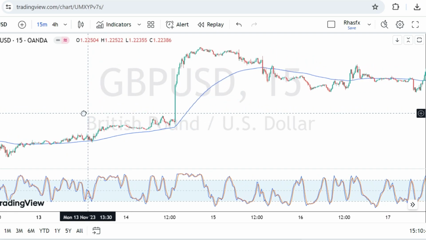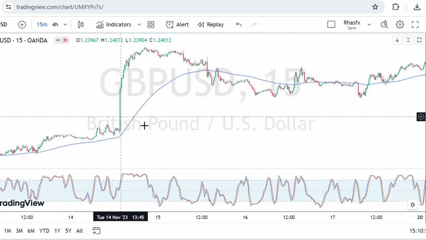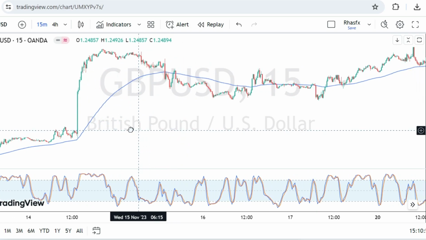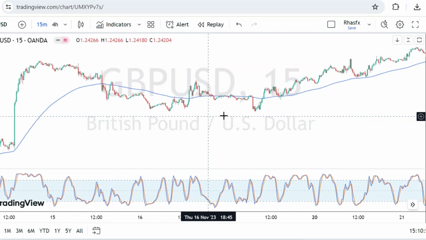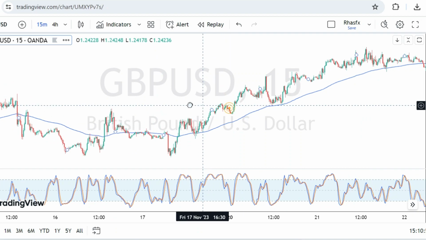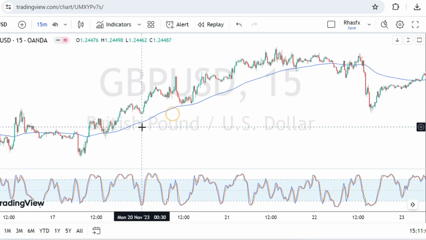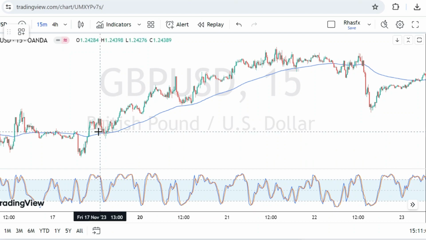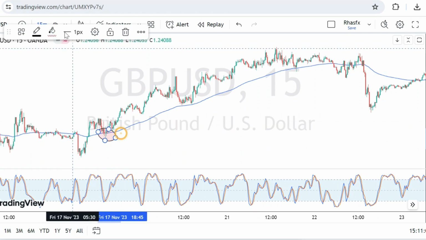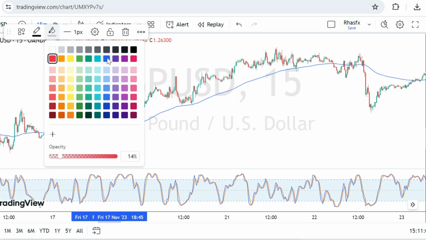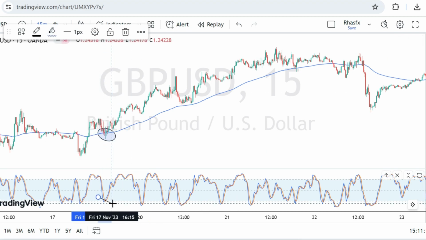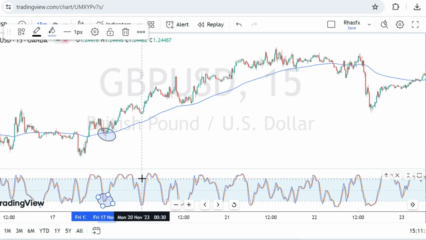If you're using trend indicators like moving averages or trend lines, look for the direction of the trend. If you're using oscillators, watch for overbought or oversold conditions that might indicate potential reversals. Confirmation with price action. Use the indicator signals in conjunction with price action analysis. Confirming signals with other technical analysis tools, chart patterns, or support and resistance levels can strengthen the validity of a trade setup.